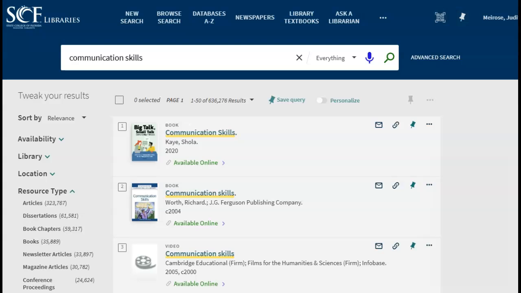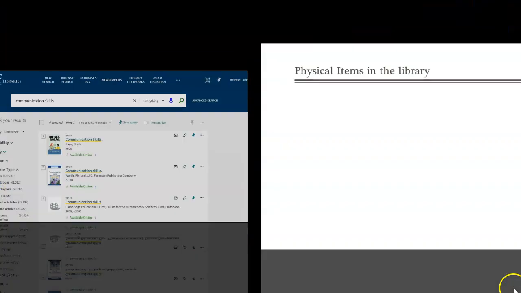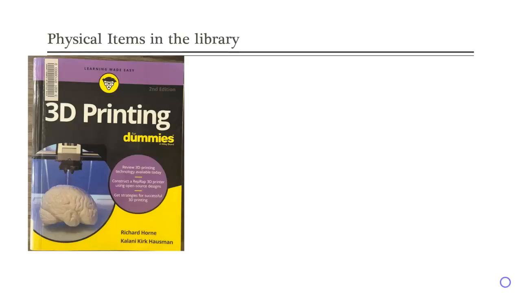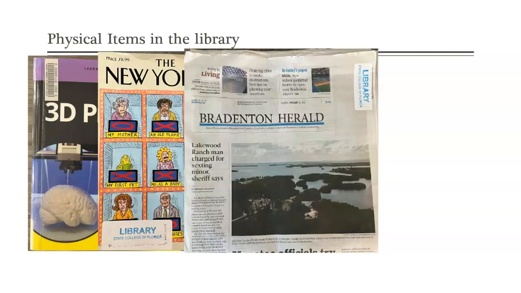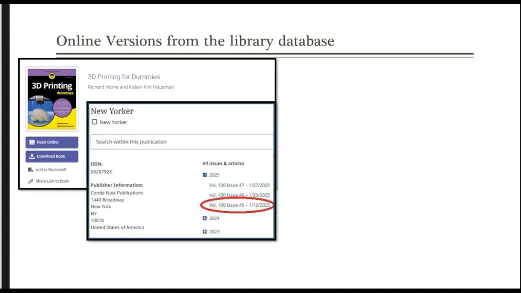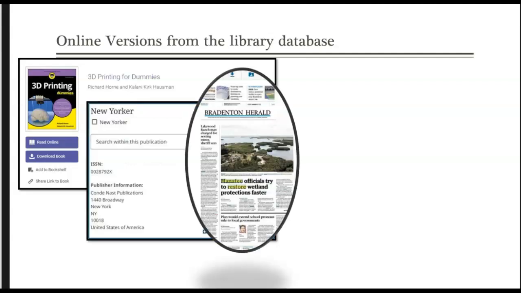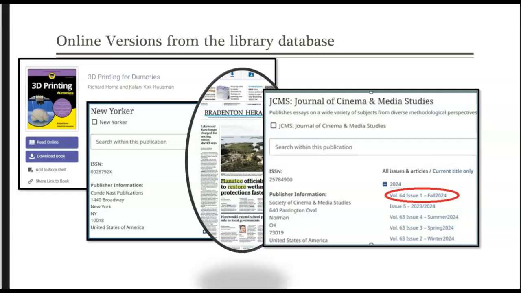Right now, this is how the library database looks, but just so you know, the way it looks will be changing soon. The records in the database will lead you to books, magazines, newspapers, scholarly journals, and more. Records will also lead you to online versions. The online versions of the book, magazine, newspaper, and scholarly journal look similar, but work differently.